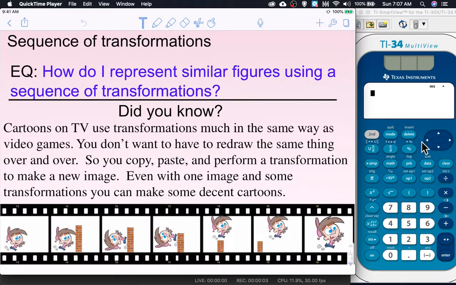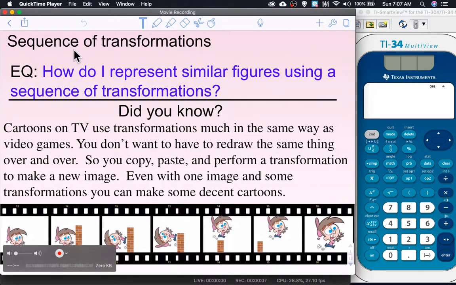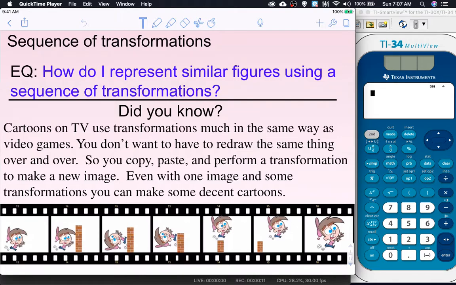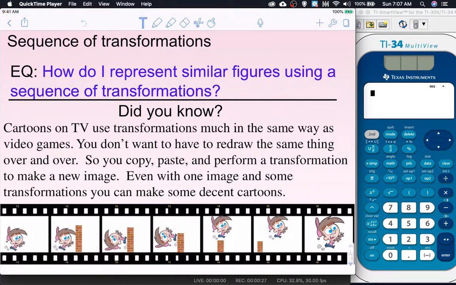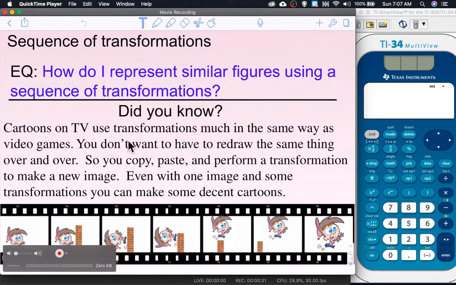Hello, and welcome to the lesson on sequence of transformations. This is a continuation of the previous lesson where we were looking at how one geometric object moved from one place to another using a rotation, reflection, translation, or dilation. Now we're talking about a sequence of transformations, multiple things happening, like a rotation and then a dilation, something like that.